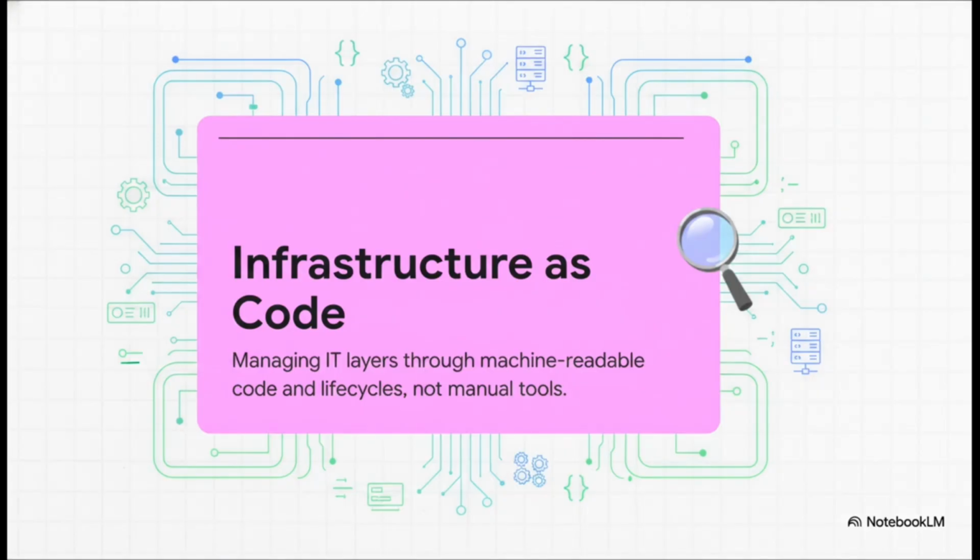So let's officially define what we're talking about. Infrastructure as code, or IaC, is managing the foundational layers of an IT system entirely through machine-readable definition files and controlled lifecycles, rather than physical hardware configuration or manual interactive tools. Ultimately, we are treating our infrastructure exactly the way a developer treats application software. We're standardizing how we interact with our entire network stack.